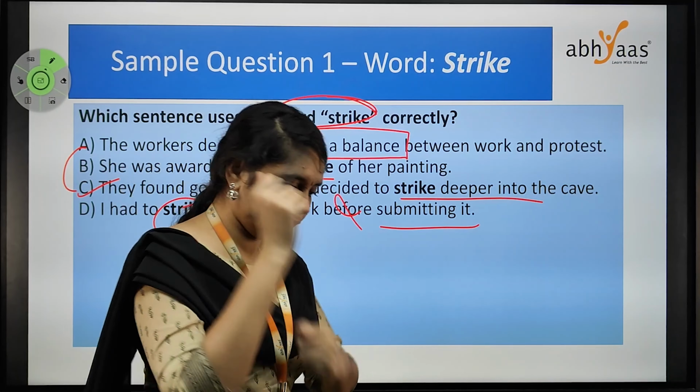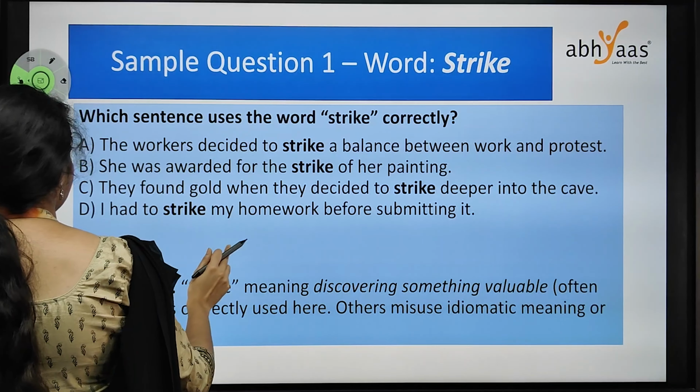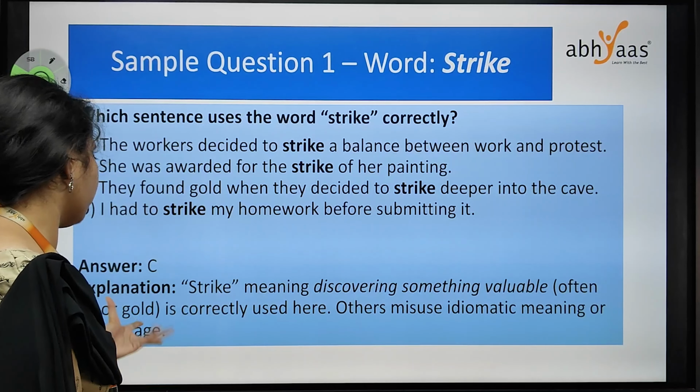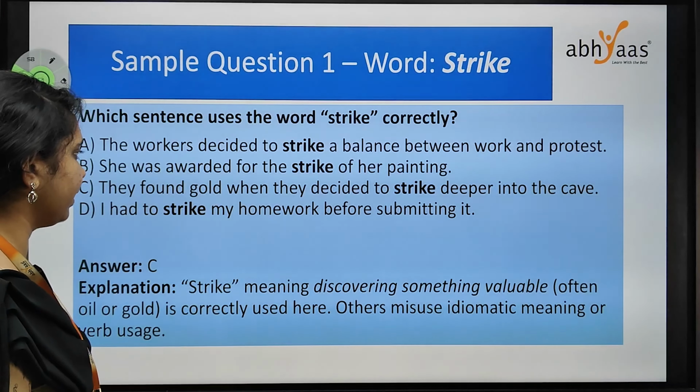To strike means to discover something valuable, often gold, and it is correctly used here. That is the idiomatic meaning or verb usage, as we have discussed.